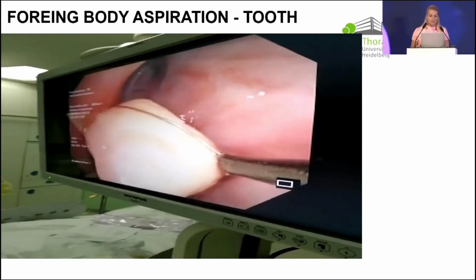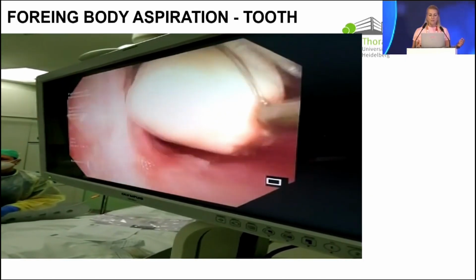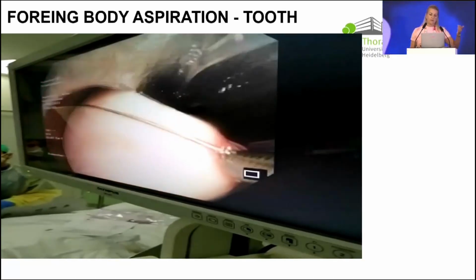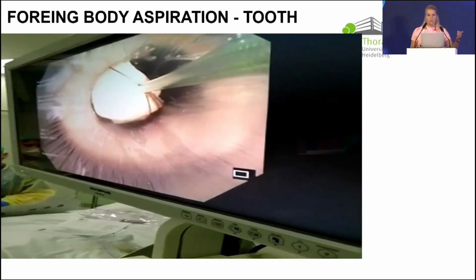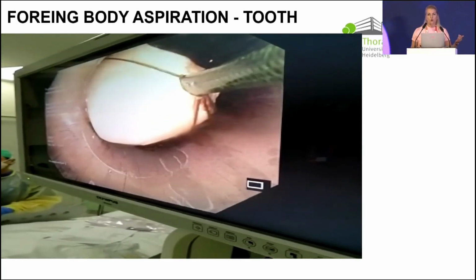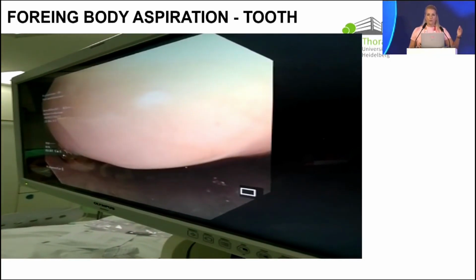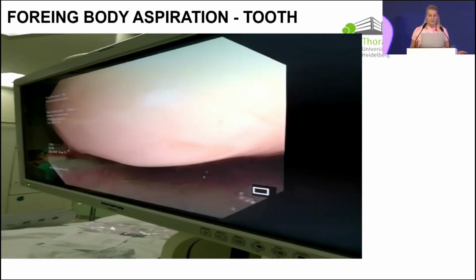It happened and it really worked well with a basket. And this is a very good tip: have a plan B always. So I'm moving the tooth back, and then I see there is no way that it's going to get through the rigid scope. It doesn't pass, no matter how I turn it, it's really big. So I have to have a plan B in this case.